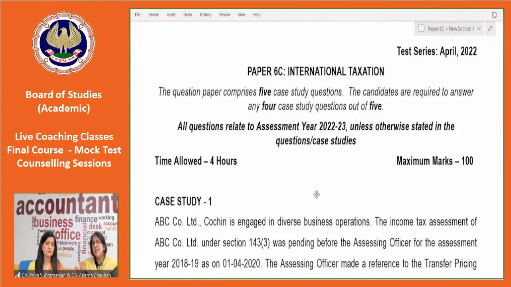Then DTA, double taxation avoidance, anyway, it is one of the most asked questions, and students are also able to attempt it very well. So that is regarding DTA.